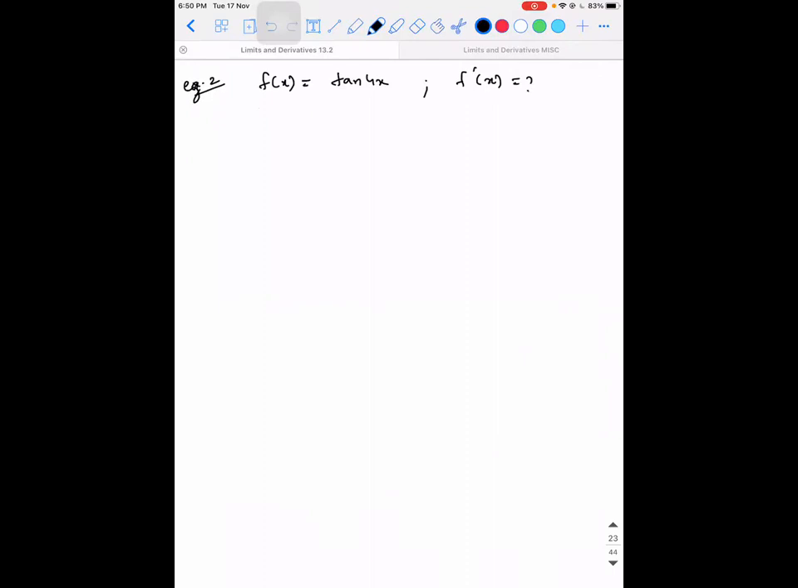How did you find it? Since the coefficient of x is not 1, it is 4, I need to apply the chain rule. That's the idea that comes. So, solution. The derivative f dash of x in this case is what? You need not remember the formula; I'll tell you a simpler way to remember. Tan is the first function and 4x is the second function, the function which is internal to it.